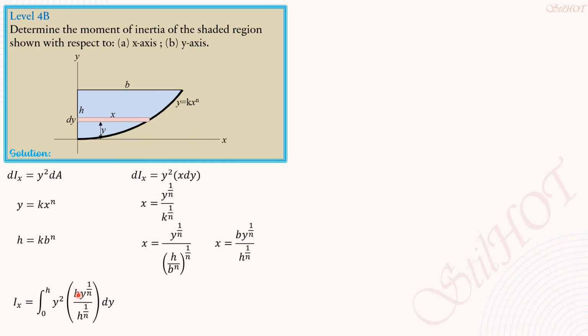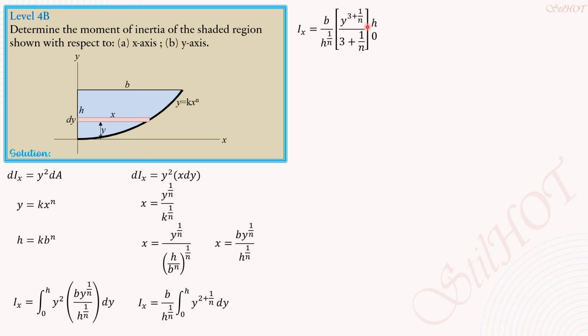So we put this constant before the integral sign. Ix is b over h to the 1 over n, then integral of y to the 2 plus 1 over n dy. The integral of y to the 2 plus 1 over n by power formula is y to the 3 plus 1 over n over 3 plus 1 over n. So Ix is b over h to the 1 over n, then we have y to the 3 plus 1 over n over 3 plus 1 over n from 0 to h.